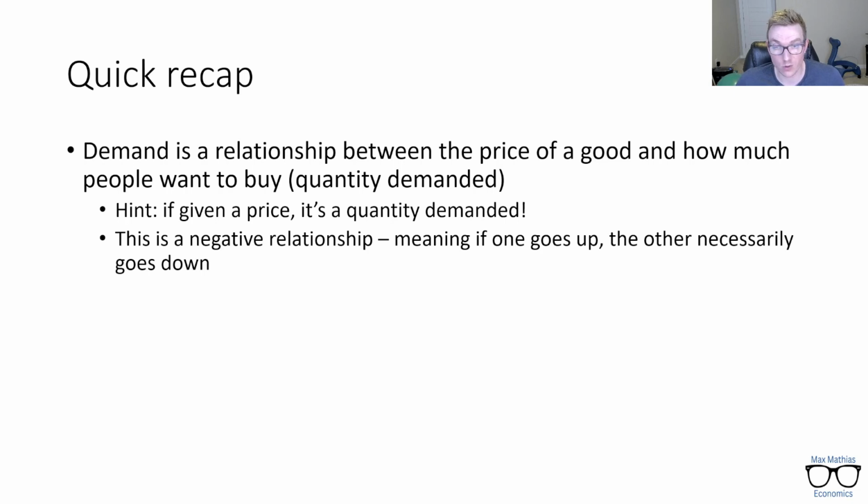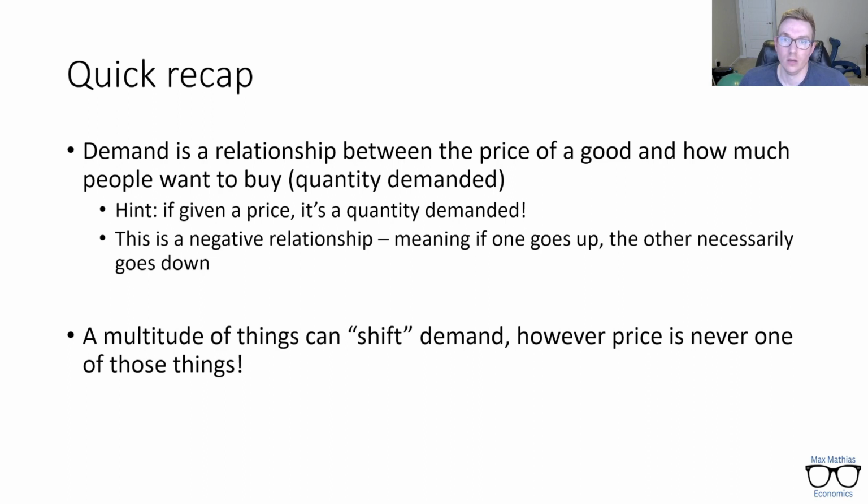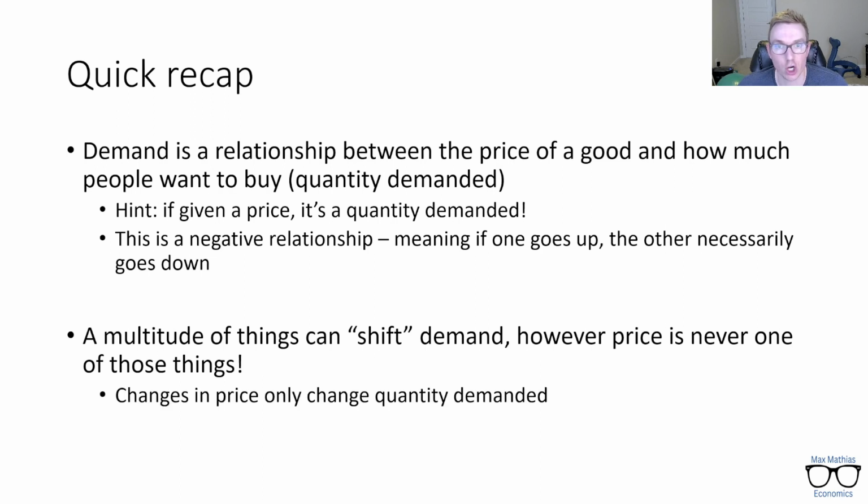It's basically, if one goes up, the other necessarily goes down. Price goes up, right? It becomes more expensive. People buy less. Quantity demanded goes down, and vice versa. Price goes down, people buy more. You get the idea. Another thing, a multitude of things can, quote unquote, shift demand. Price is never one of those things, right? Again, changes in price are simply movements along the demand curve or changes in quantity demanded.